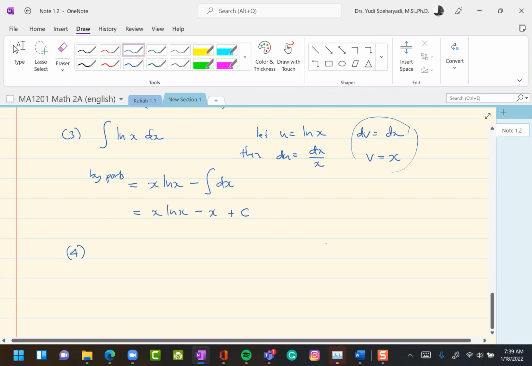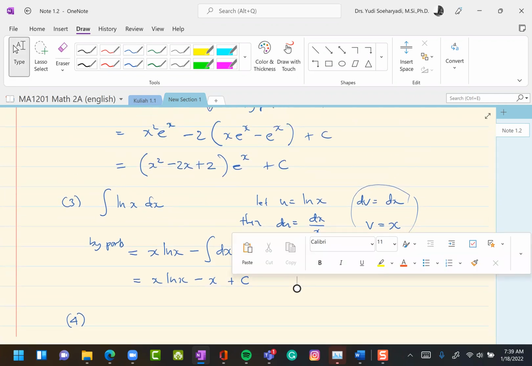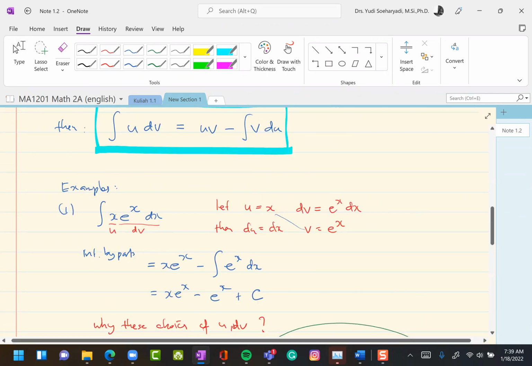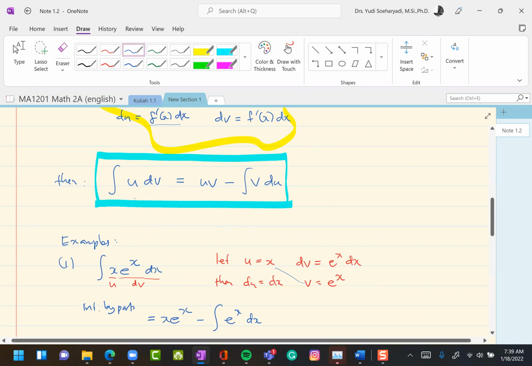Wait, sir, can you rewrite the integration by parts formula? I was lagging when you wrote it down. Just this one here. So the integral of u dv equals uv minus the integral of v du. You switch this u dv here.